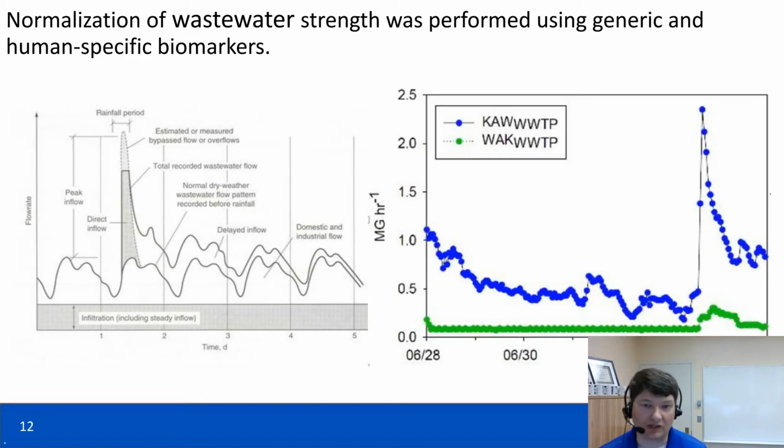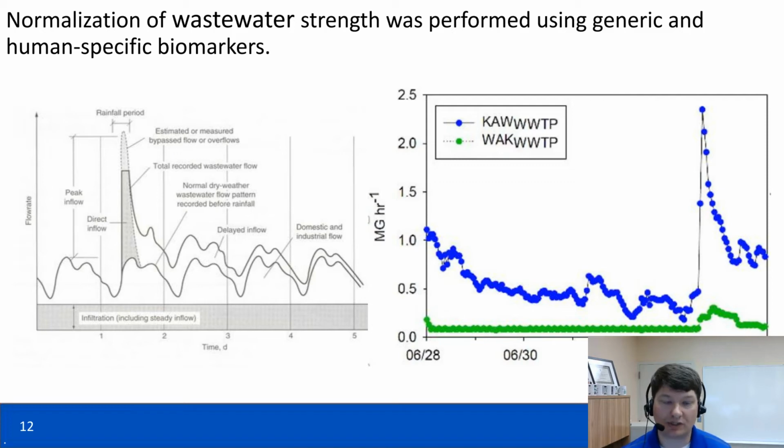And we also see this in the Lawrence wastewater treatment plants. Here, when you look at the Kansas wastewater treatment plant, we're at about 1 million gallons per hour. And then when we have these large rain events, the flow can jump by a factor of 2.5, to 2.5 million gallons per hour. And so again, these large flow events can be indicative of diluting your wastewater, which is something that's important to account for if you want to start comparing, for example, between days and weeks.